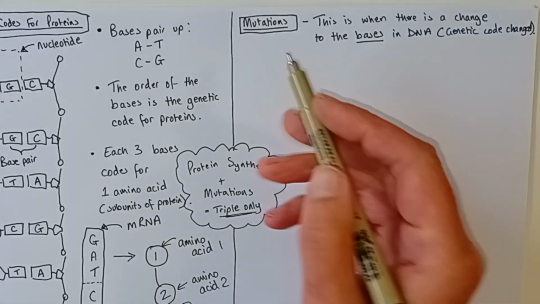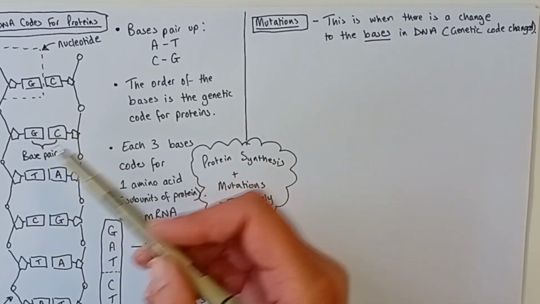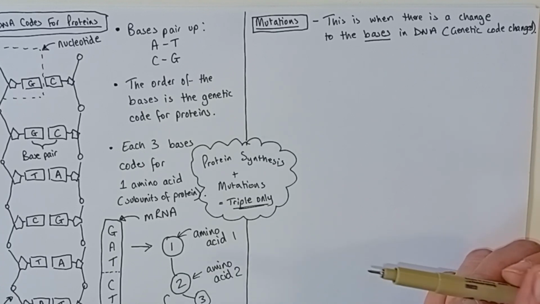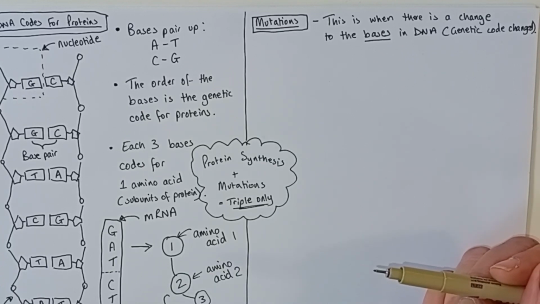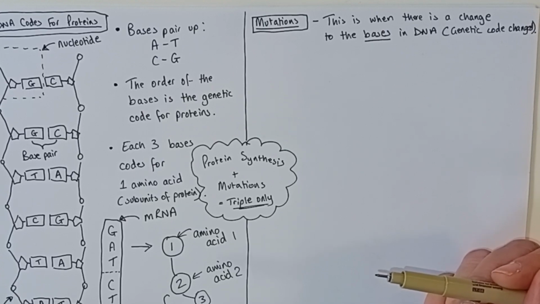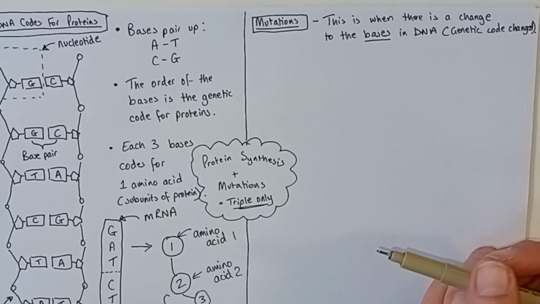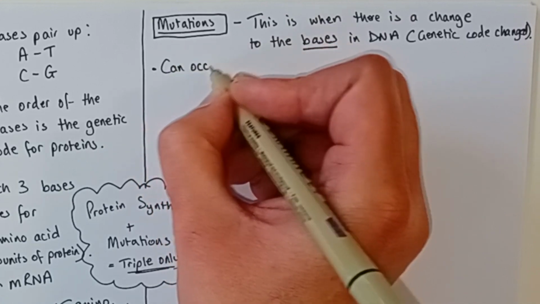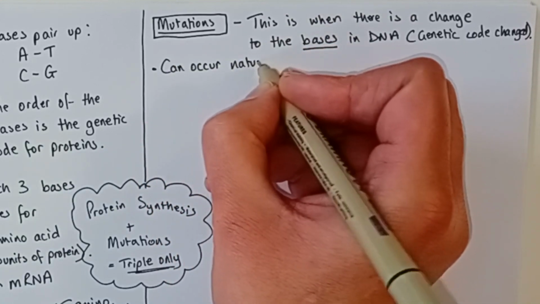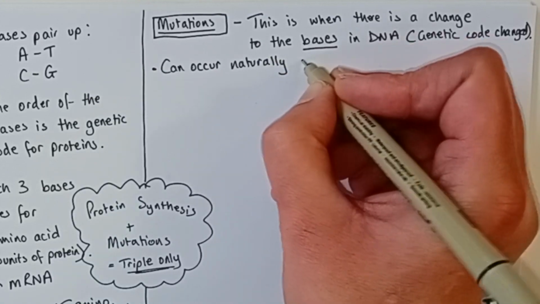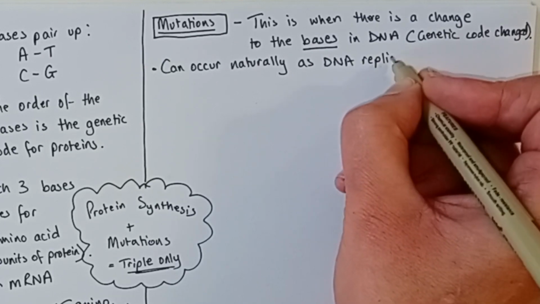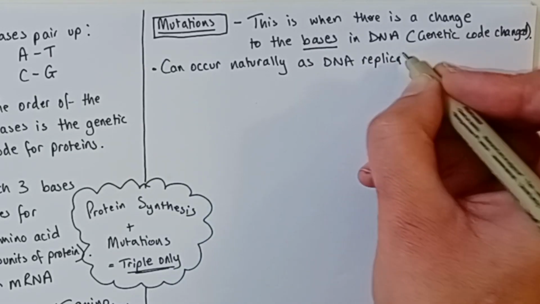Now, mutations happen naturally. Because DNA can copy itself, the enzymes that copy it occasionally make mistakes. So we are all mutants. And the older you are, you may have noticed this, the more mutated you are. So old people will have more mutations than younger people. And that's part of the natural cycle. So they can occur naturally. As DNA replicates, it makes mistakes.